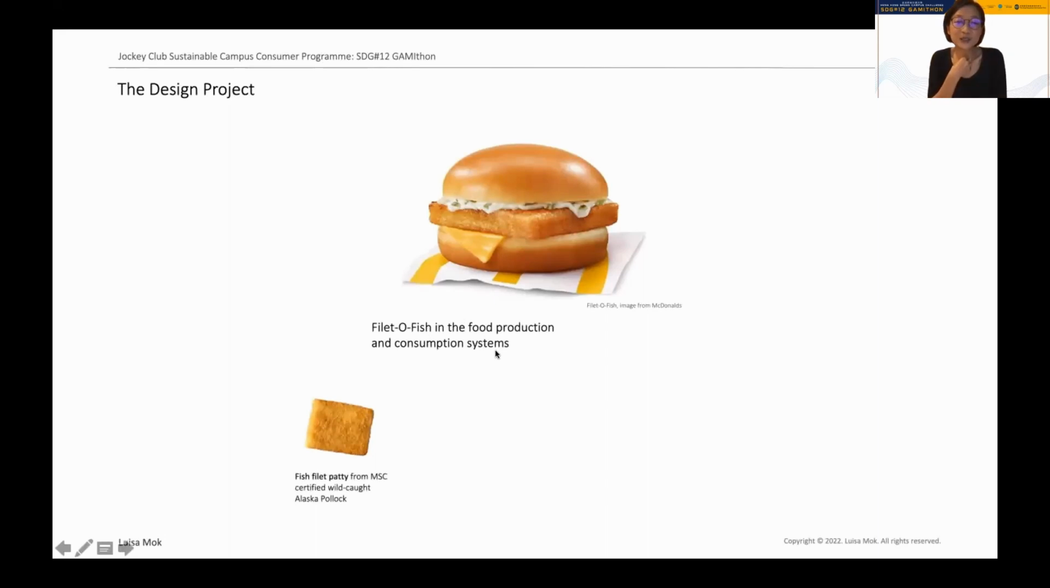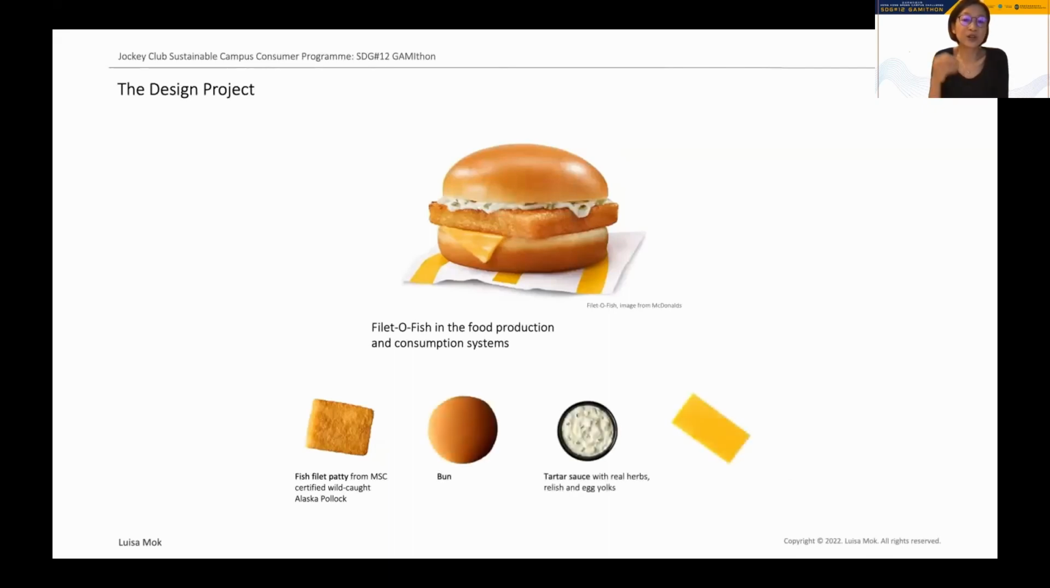Why do I say it is good? Because do you know that the fish fillet is a sustainable fish? It is MSC certified, and it is wild-caught Alaska pollock. So it is a sustainable fish, which is good to eat. And then the rest of the ingredients are the bun, the tartar sauce, and the cheese inside.